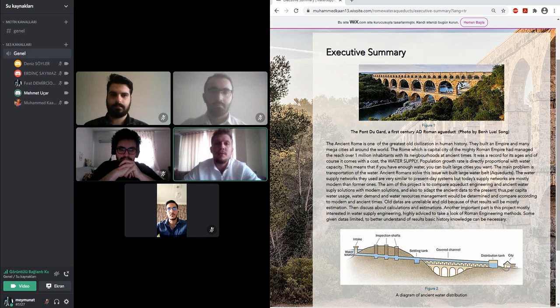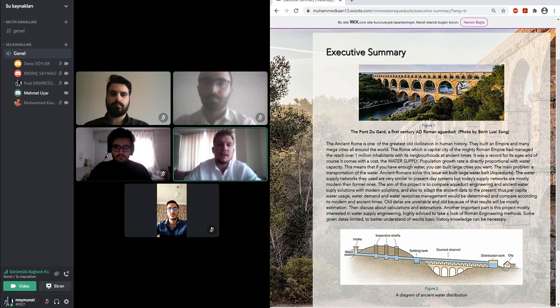The aim of this project is to compare aqueduct engineering and ancient water supply solutions with modern solutions, and also to adapt the ancient data to the present. Thus, per capita water usage, water demand, and water resources management would be determined and compared according to modern and ancient times. Old data are unreliable and old, so the results will be mostly estimation. Then we discuss the calculations and estimations.